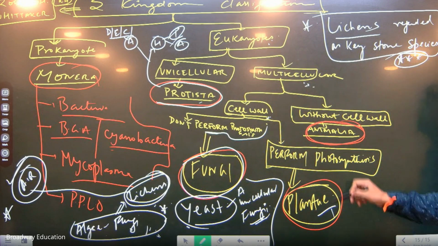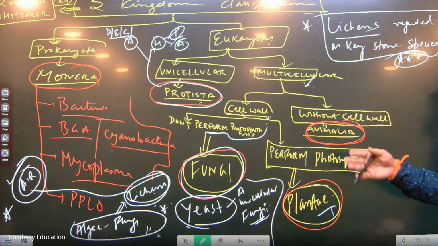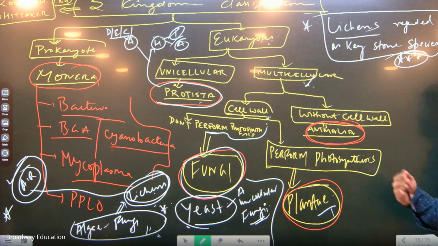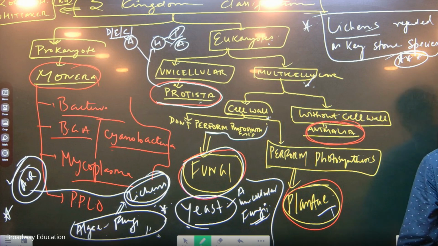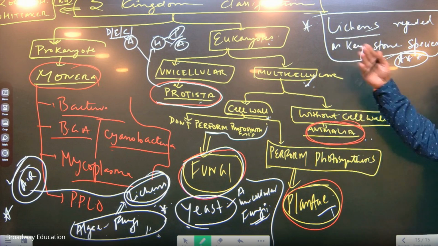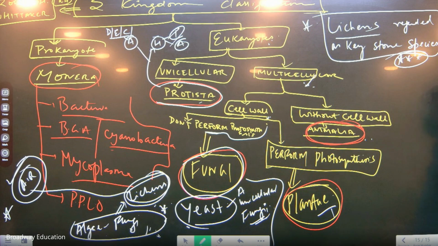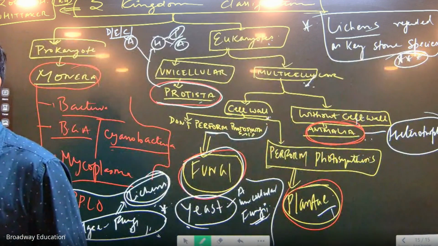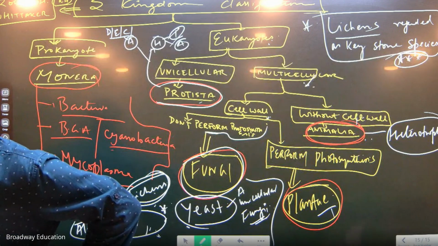Plantae is multicellular. No need to mention much. Multicellular with cell wall. Getting my point? And they are autotrophs. This part is clear. Animalia similarly, eukaryotic, multicellular, without cell wall, and heterotrophs. Clear? Easy to understand.